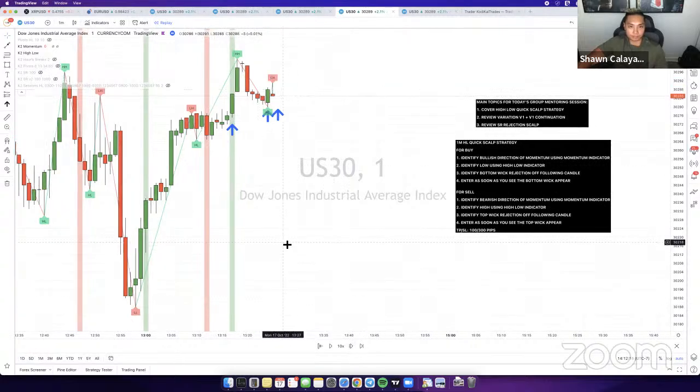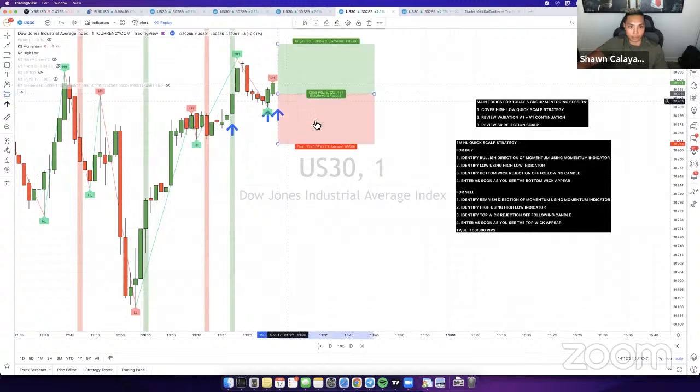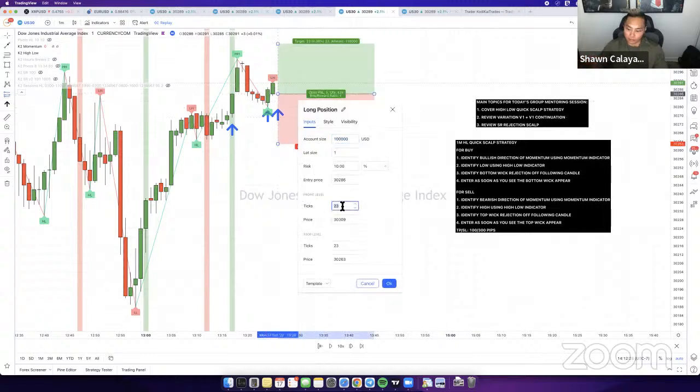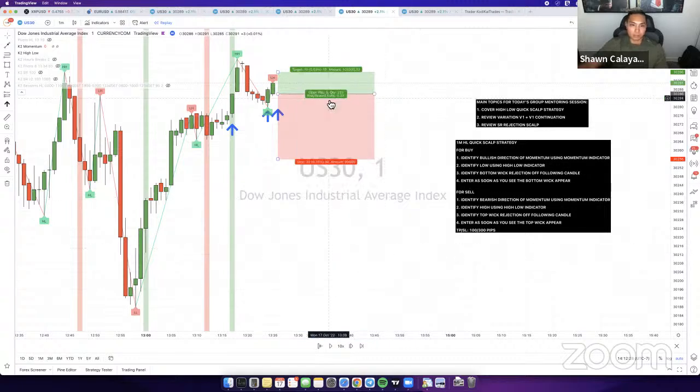So right here, again, slow motion. You can see how price pushes down a little bit and then it pushes up. As soon as you see the wick right there, that's where you enter the buy. So the buy would be right here. TP, stop loss. This is what we're typically using.